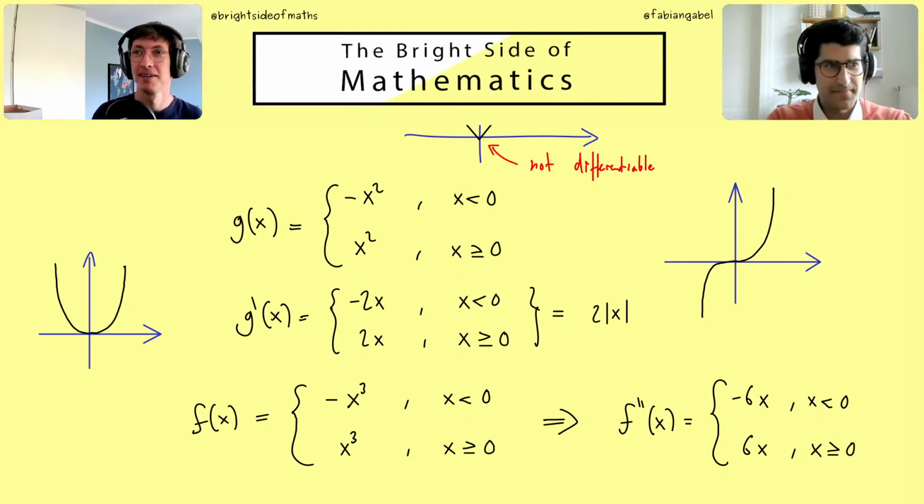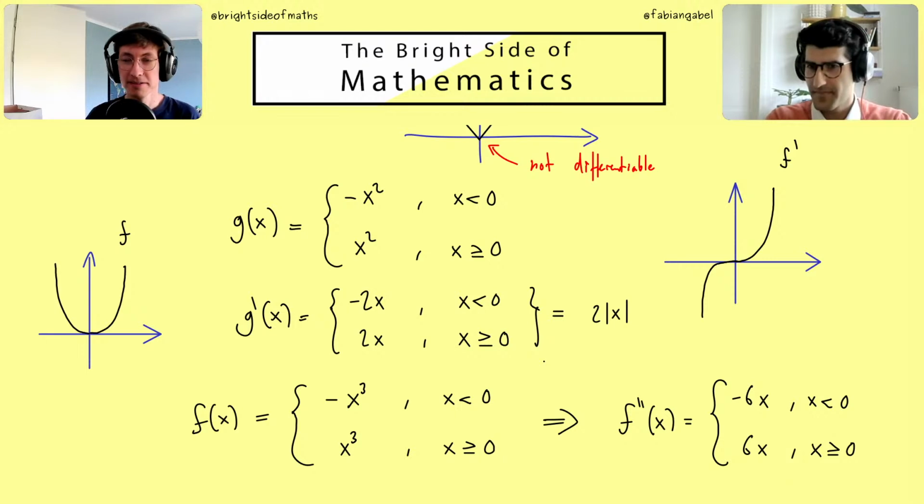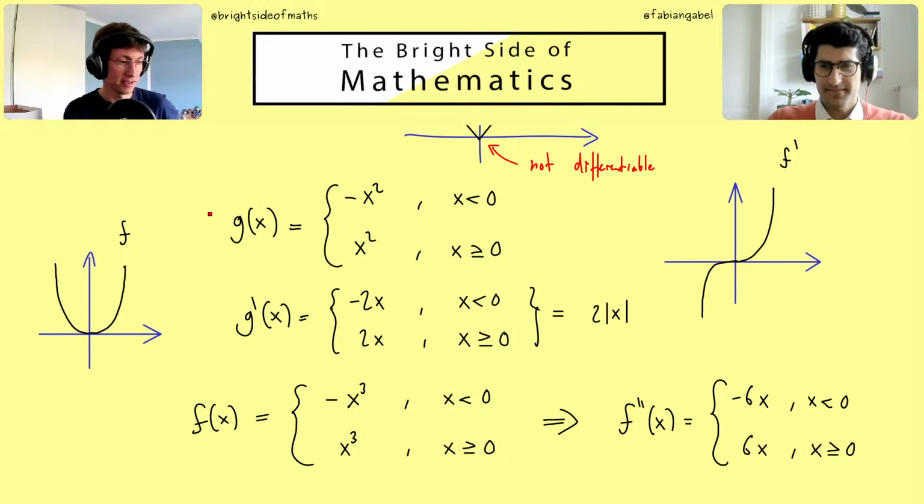So maybe now I can put labels to my sketches here. So this is our f, this is our f prime, and this is f double prime. Yeah, now it works. So indeed, these sets we have defined are not the same. So you can easily define functions that are only 2 times differentiable or 2 times continuously differentiable.